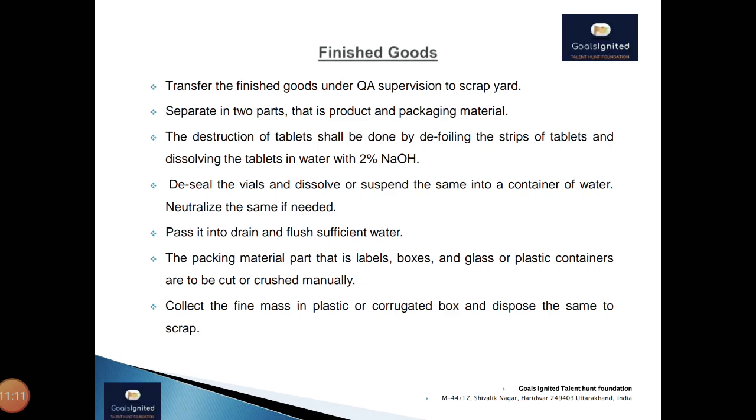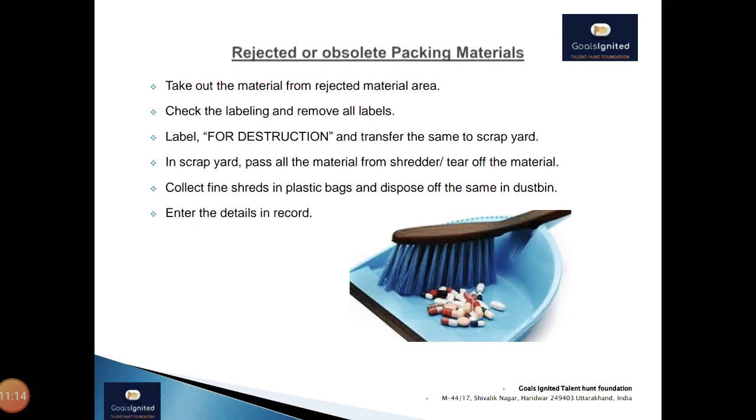Generally we do. Then we come to the rejected or obsolete packing materials. Take out the material from the rejected material area, then check the labeling and remove all labels. A label for destruction is to be put on the container and the same transferred to the scrapyard. In the scrapyard, pass all the materials through the shredder or tear the material, collect the fine shreds in plastic bags and dispose of the same in the dustbin as required. If it is hazardous or toxic, then it is required to be given to an outside agency. Enter the details in the respective logbooks or records.